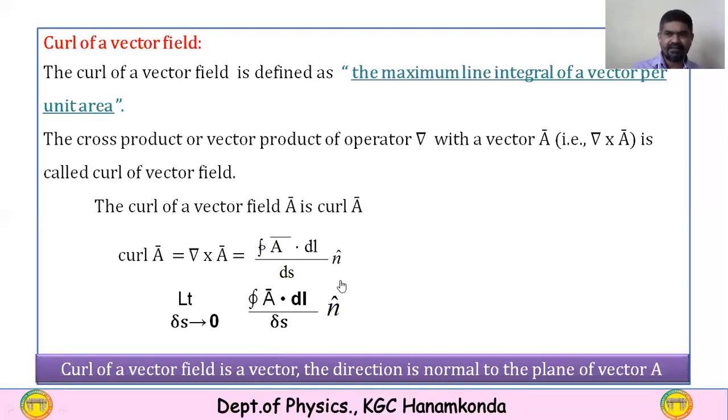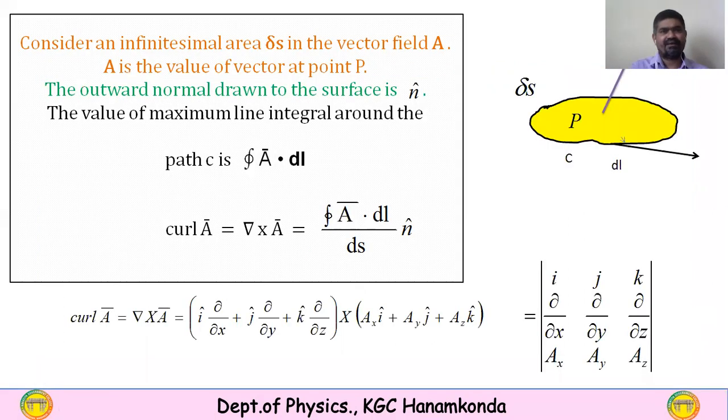Therefore, mathematically, if we want to calculate the curl of a vector field, we just have to take the del operator and operate that del operator on the vector field by cross product. There we got: a cross product always gives us a vector quantity. Therefore, del cross A bar, that is the curl of the vector field, gives again a vector field.